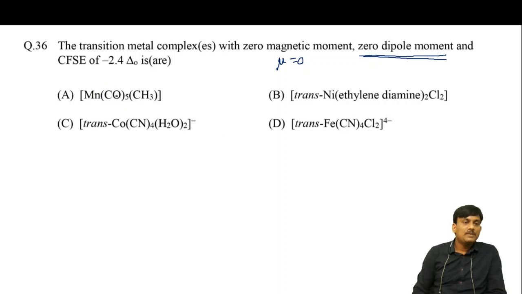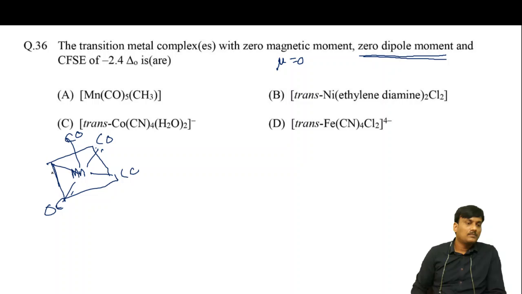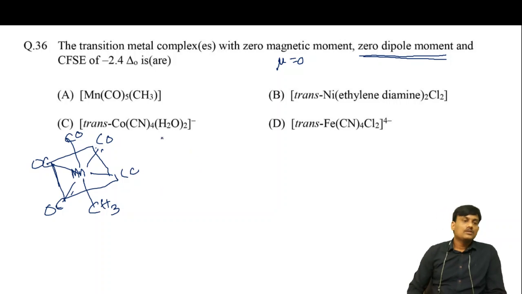Suppose if you take Mn(CO)5CH3, this is a structure, Mn. Okay, this is a structure. You have 5 COs and 1 CH3.